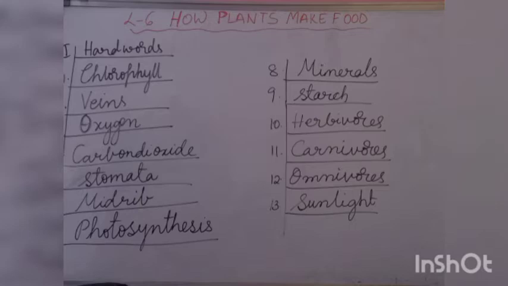Listen carefully. Chlorophyll, veins, oxygen, carbon dioxide, stomata, midrib, photosynthesis, minerals, starch, herbivores, carnivores, omnivores, and sunlight. So, children, have you written all the words very neatly?